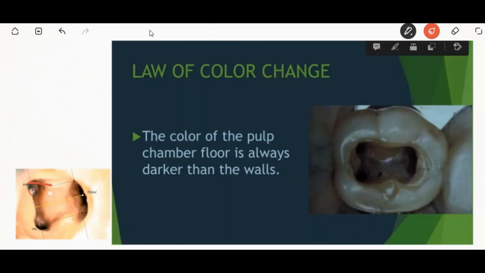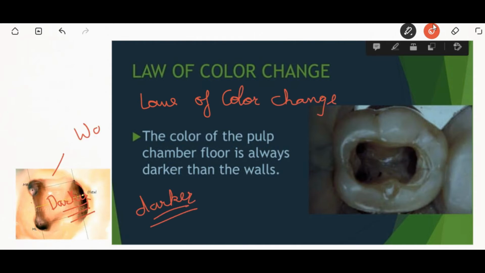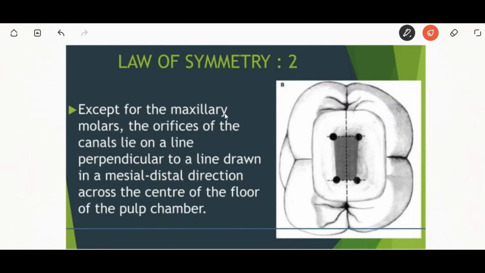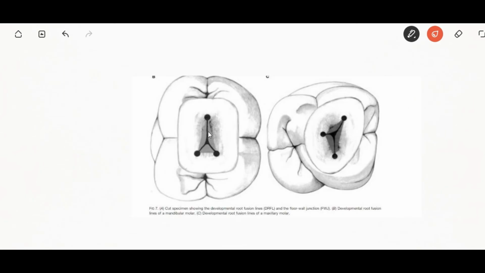Next is the law of color change. The color of the pulp chamber floor is darker than the cavity walls. The law of symmetry states that the canal orifices are equidistant from a line drawn in the mesial and distal direction through the floor of the pulp chamber. And the law of orifice location: the canal orifices are located at the junction of the floor and walls, at the terminus of root development fusion lines. Now let us discuss the access cavity of the anterior teeth.